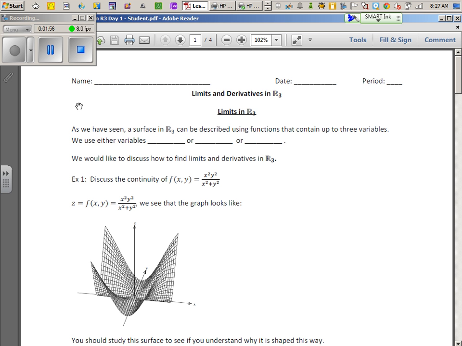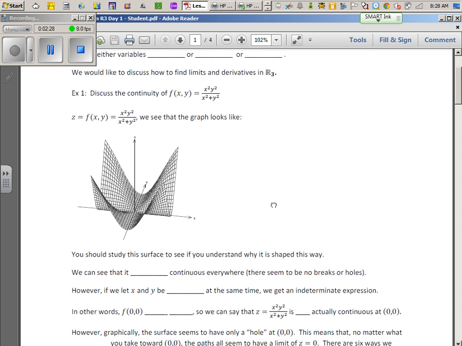Okay, so as we've seen, a surface in R3 can be described using functions that contain up to 3 variables. The ones we use are x, y, and z, or r, theta, and z, or rho, theta, and phi. The Cartesian, the cylindrical, the spherical. So right away, I just want to jump into limits and how you would tackle them.